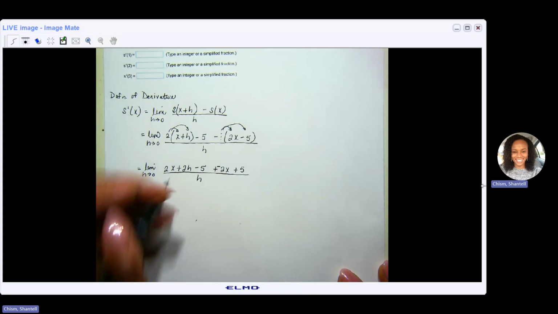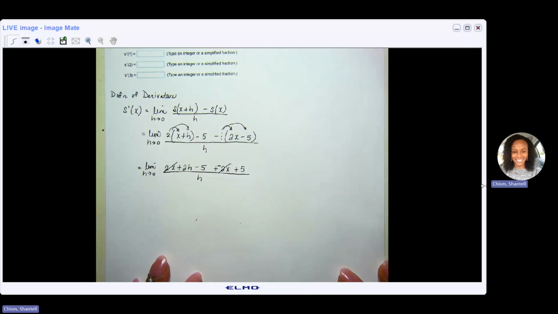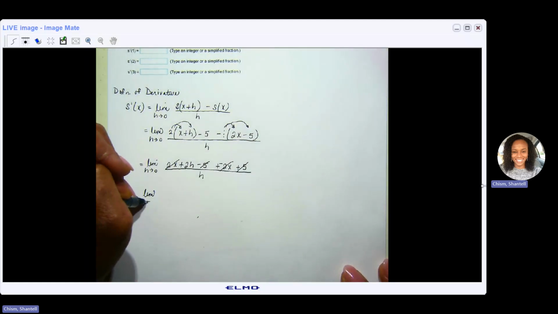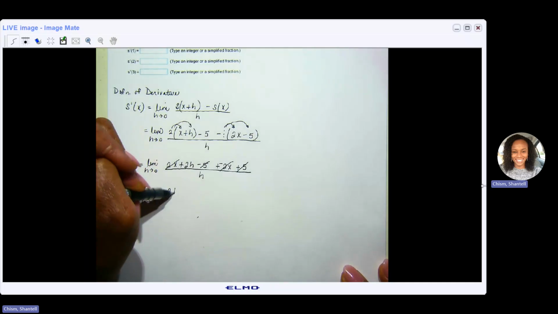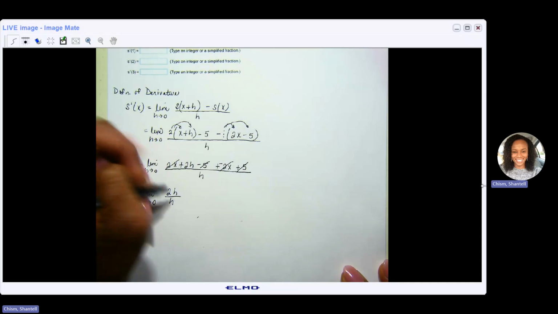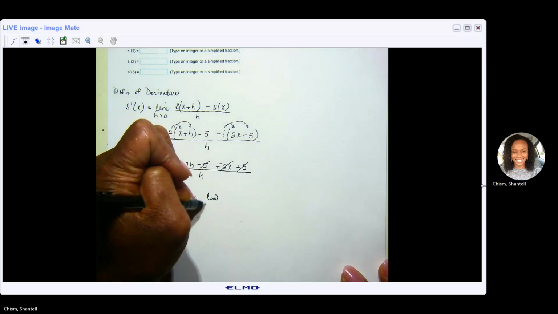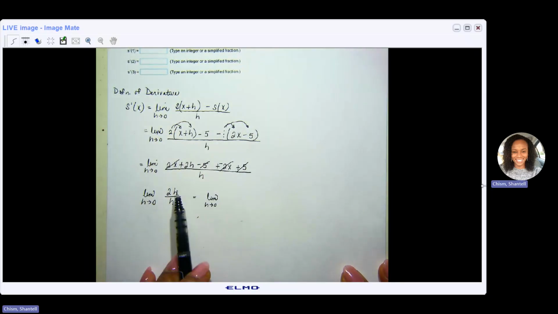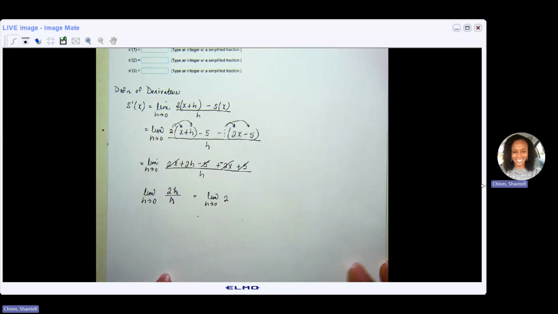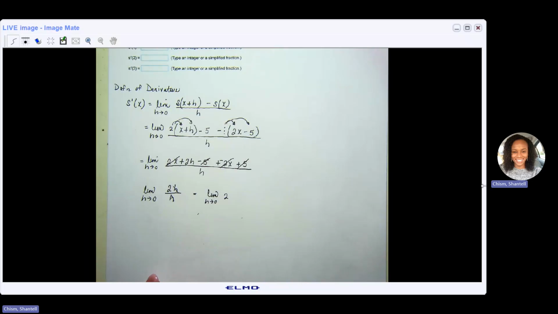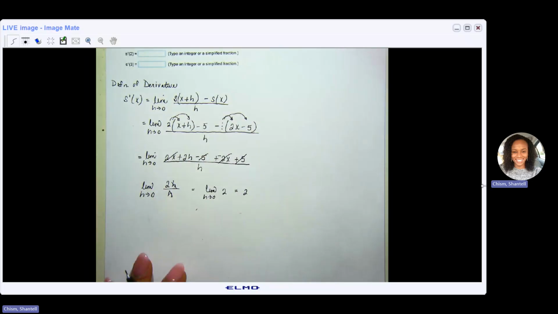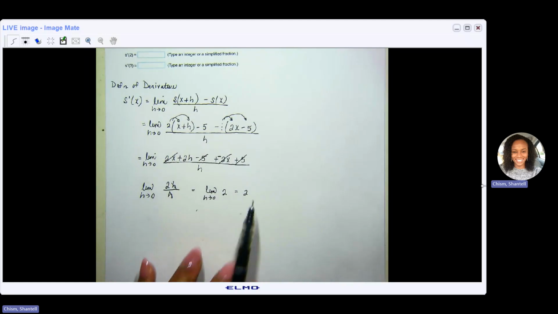All right, so now what's going to happen is the 2x and the minus 2x cancel. The minus 5 and the plus 5 cancel. So I've got the limit as h approaches 0 of 2h, okay, 2h is all I have on top, over h. Well, I've got the limit as h approaches 0. The h's, they cancel out. So I essentially have the limit as h approaches 0 of 2. So the limit as h approaches 0 of a constant is just that constant. There's no h there, so it's just 2.